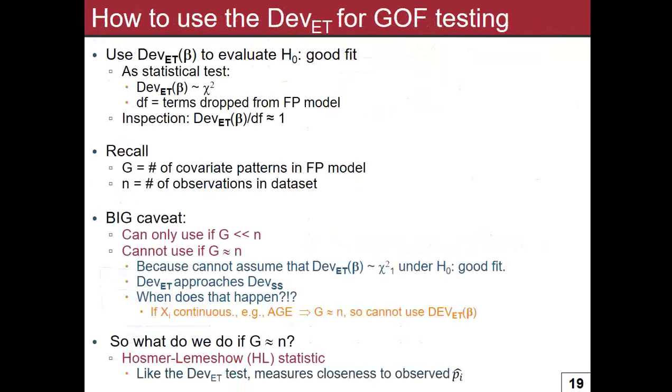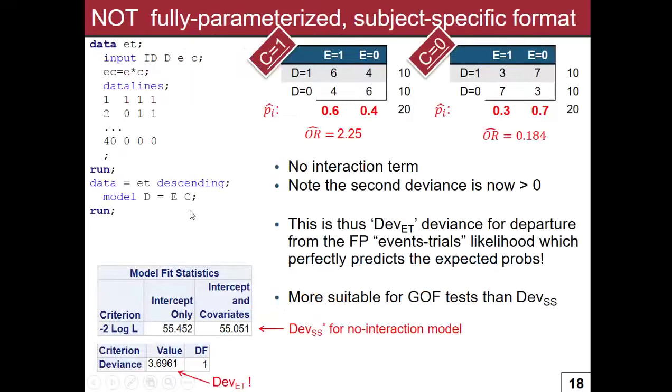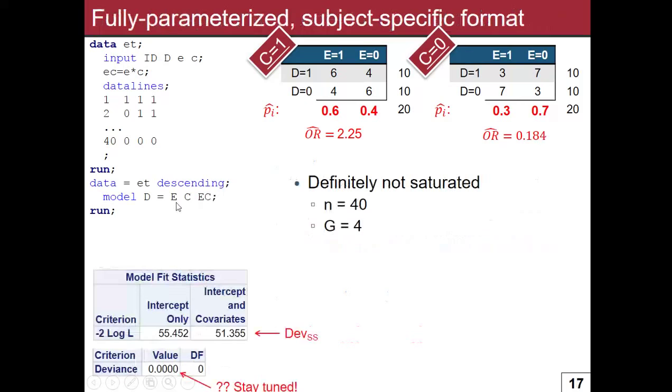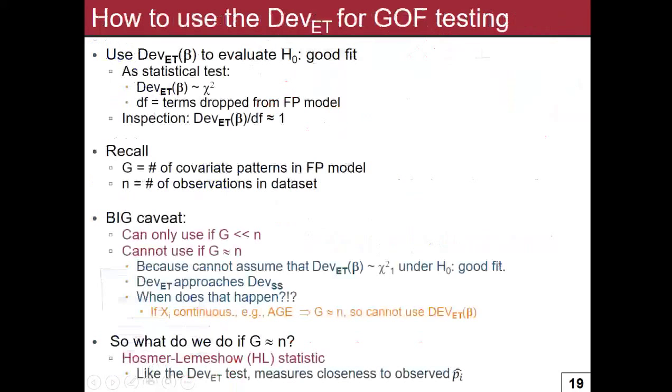Okay, and this is what it formally is. This deviance statistic is a chi-square statistic, and the degrees of freedom is the number of terms dropped comparing your model of interest to the fully parameterized model. So in our case, it was just 1 over here, because we had a model with E and C versus E, C, and then the interaction terms. We had to drop 1 term, and therefore it has a degree of freedom of 1.